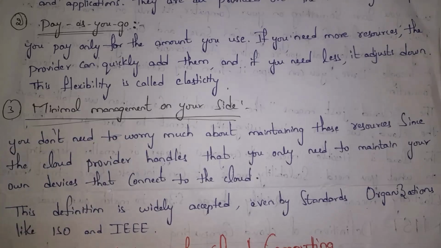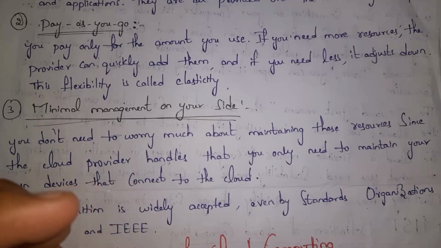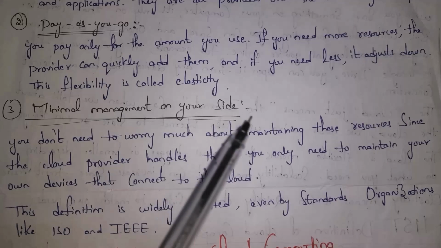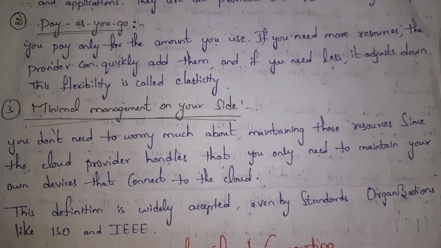And the third one is minimal management on your side. Guys, for example, I took one server for rent in AWS. In that server, I will store some important files, and it is the cloud provider's responsibility to maintain your server perfectly. If there is any problem with your server, it is their responsibility, not yours. And you don't need to worry about maintenance. Your server is maintained by the cloud provider. You don't need to worry much about maintaining these resources. Since the cloud provider handles that, you only need to maintain your own device that is connected to the cloud.